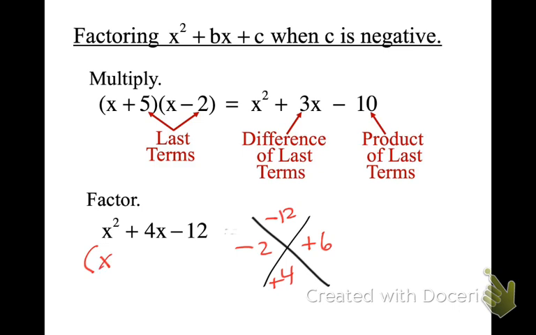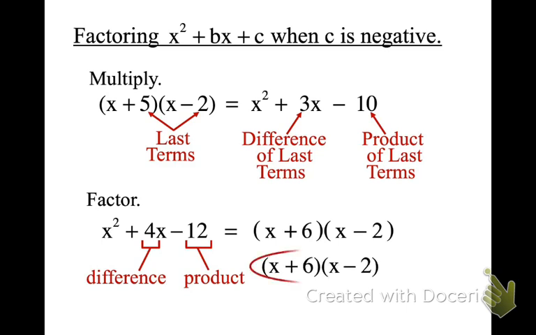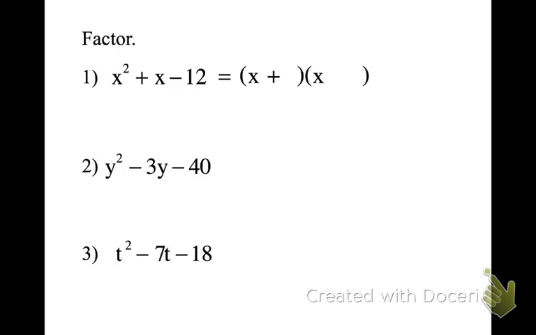x minus 2, good, times the quantity x plus 6. Good. You get the idea? Do you feel comfortable with this? Yeah. Let's advance. Let's keep going. Very easy. It's one of the easiest forms of factoring.